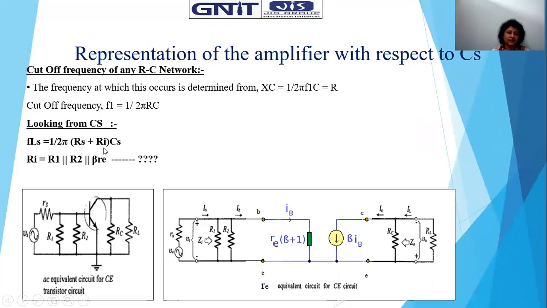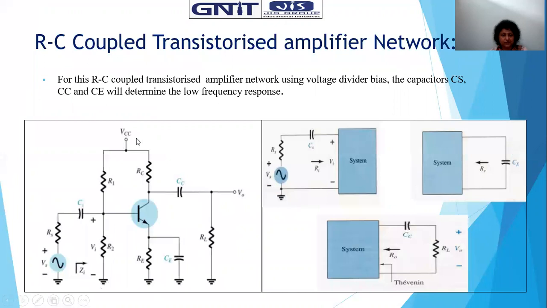Now what is RI? RI is what we find at the base terminal: R1 parallel R2, and then beta R, in series with RS. This is the base terminal. R1 and R2 come in parallel because VCC will be grounded. Let's see what the network is. VCC will be grounded over there.